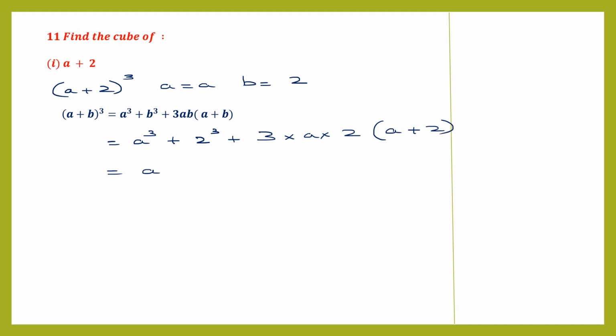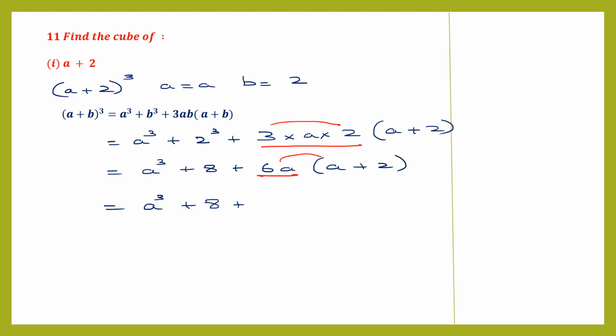Now let's solve it. A cubed, 2 cube is 2 into 2 into 2, which is 8, plus here we have to multiply. We can multiply 3 into 2, 3 2s are 6, 6a, and in brackets we have a plus 2. So this is a cube plus 8 plus, now we're going to multiply 6a first with a. 6a into a is a square. Now we finish multiplying with this. Let's multiply 6a with 2. So that will be plus, and 6 into 2 is 12, and we have only one a, so that is the answer. So here we have a cube plus 8 plus 6a square plus 12a.